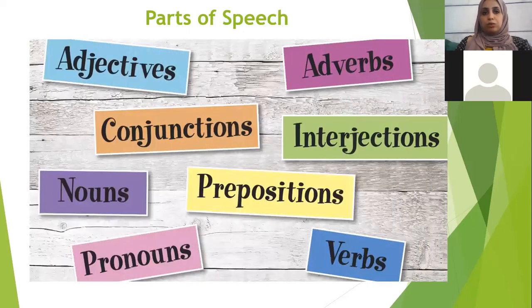So you guys know that we have different parts of speech in English. We have adjectives, we have adverbs, conjunctions, interjections, prepositions, nouns, pronouns, and verbs. So all these make up the family of the parts of speech. Now today we'll be discussing adjectives. Of course you should know all of these, okay? And you took them in grade 8.